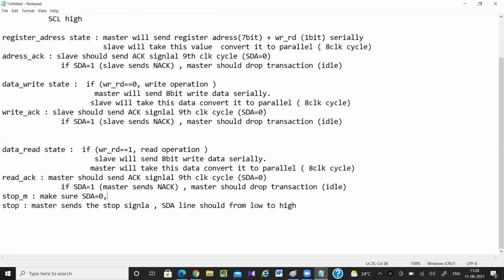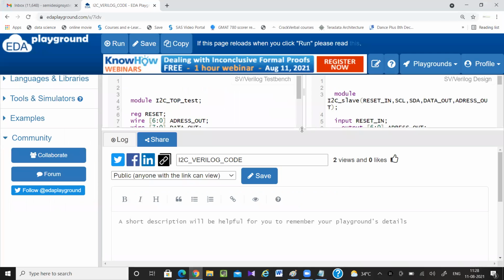Now the thing is, you have to know how to convert parallel to serial and how to convert serial to parallel. These two things are important.